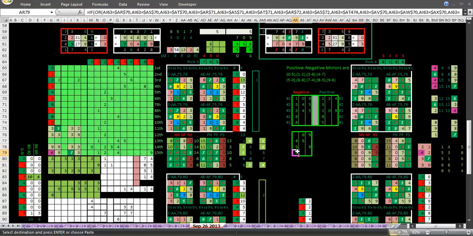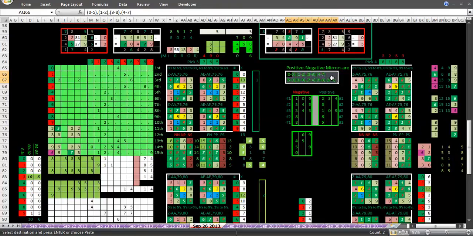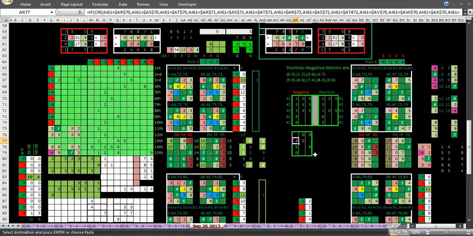You have your pairs, your mirror opposites, negative, positive opposites. Look for those, 0, 5, 0, 5. This will show you all your positive and negative counterparts. There's your 4, your 4, your 9, your 9. Then you have 5 and 0. Anytime you have the opposites showing together, look for those numbers.